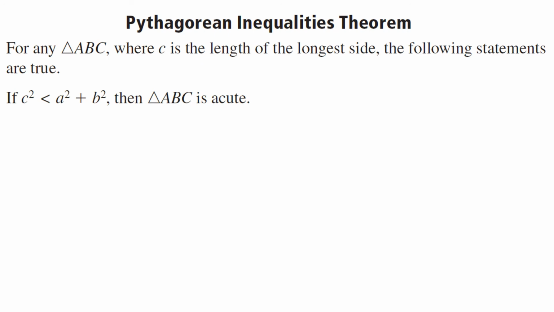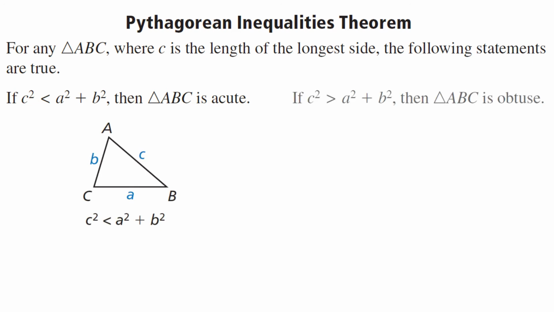Well, if C squared is too small, it's not a right triangle, it's an acute triangle. If C squared is too big, it's an obtuse triangle, not a right triangle. So every time what we have to do is compare a squared plus b squared to c squared. If it's a perfect match, it's a right triangle. If c squared is too small, acute. If c squared is too big, obtuse.